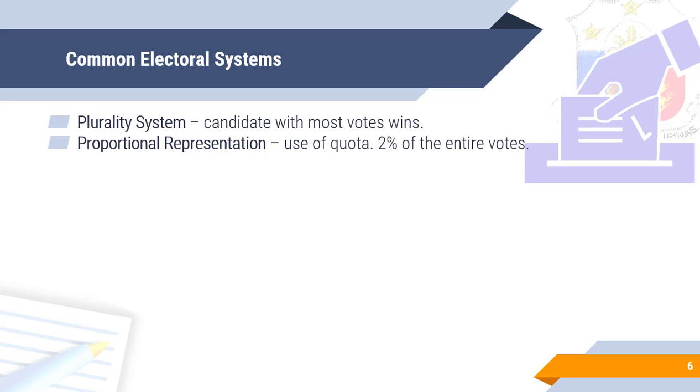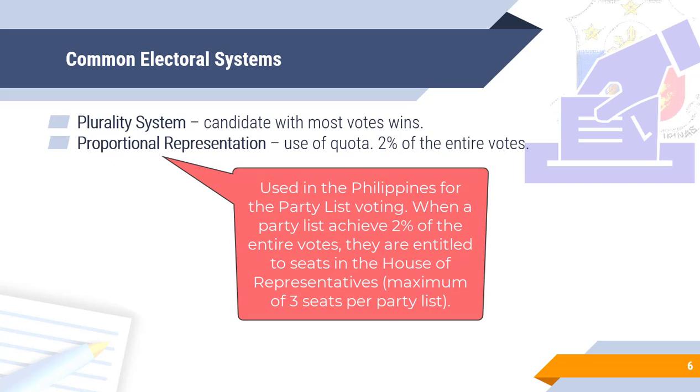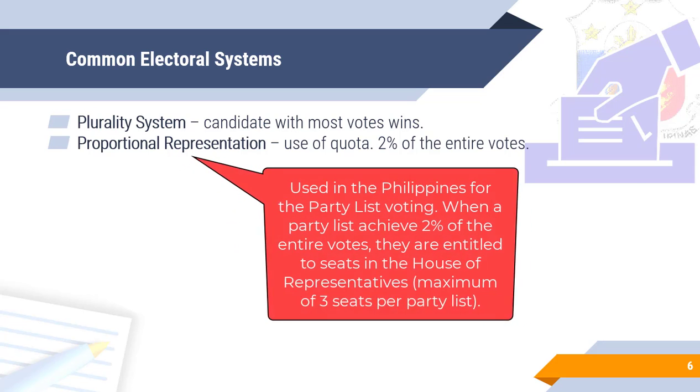2. Proportional representation. An electoral system where the candidate must gain a required number of votes or quota in order to be elected into office. This system ensures that all sectors and groups in the state gain representation in government. This electoral system is applied in the election of the party list representatives to the Philippine Congress. In order to gain a seat in the House of Representatives, a party list must gain at least 2% of the total votes cast for the party list system. Those groups who gain more than 2% of the vote are entitled to a seat in the House, for a maximum of 3 seats per party.